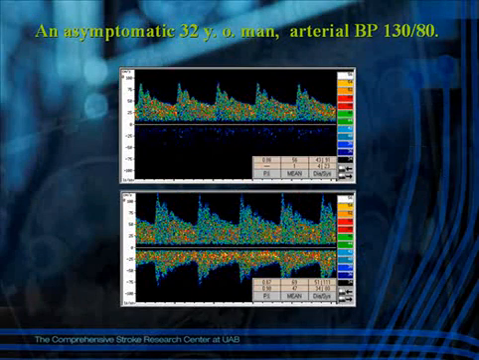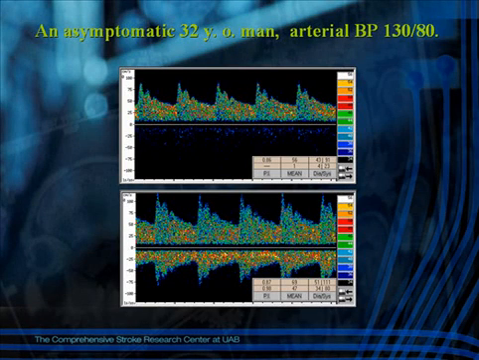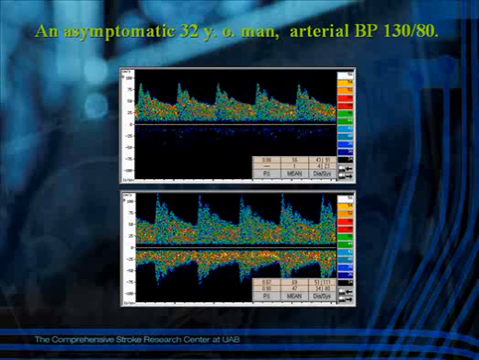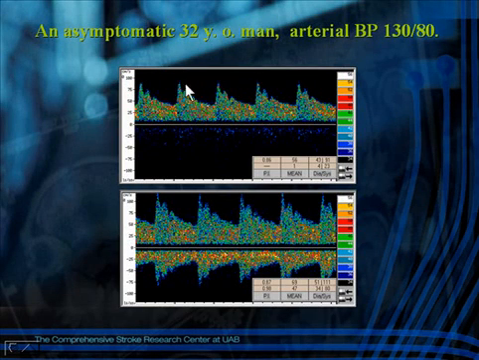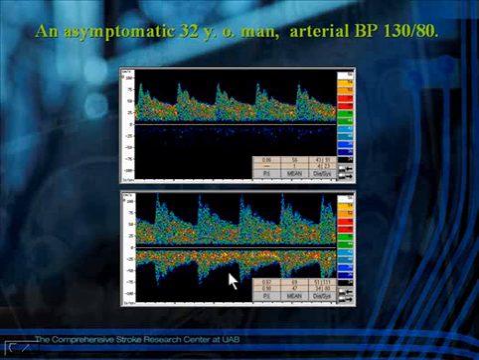If you look at the next slide, it shows normal waveforms in the middle cerebral and anterior cerebral arteries in an asymptomatic 32-year-old man with normal blood pressure values. As you can see, there is sharp systolic upstroke, there is good diastolic runoff, and there is a bidirectional signal where both vessels have low resistance flows.